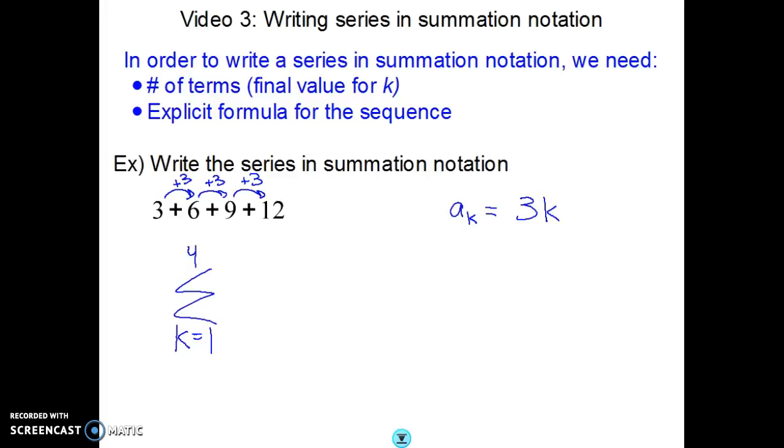If we plug in 1, we do get 3. If we plug in 2, we do get 6. If we plug in 3, we do get 9. If we plug in 4, we do get 12. So this does work for all our terms, which means we can now bring it over here. That is our explicit formula that lets us find each of the terms in this series. So that will be our final answer.